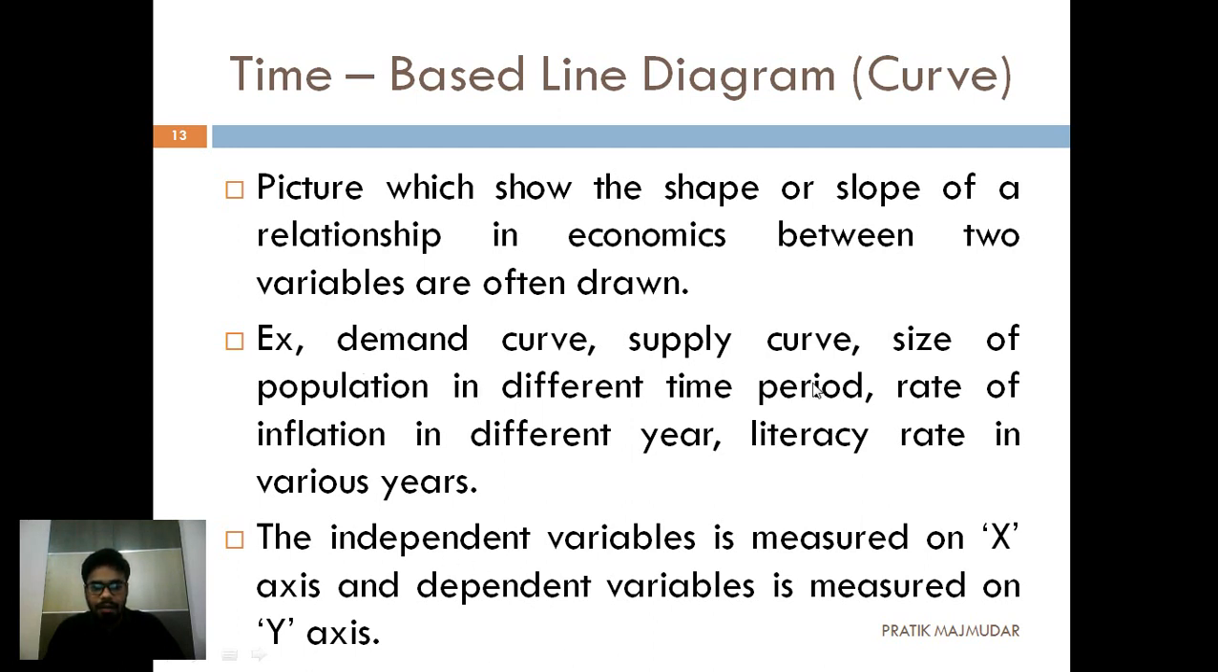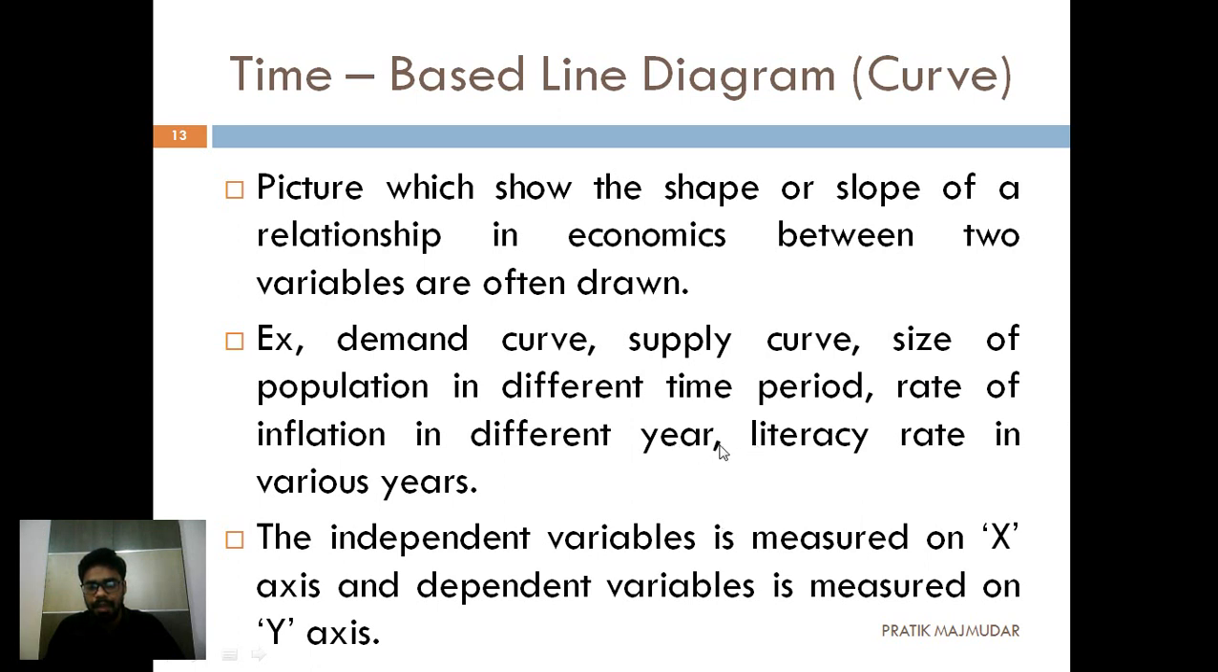There are a few different types of examples written over here. One that is demand curve. When you are preparing any kind of demand curve, you have to follow this method, time based line diagram. Supply curve, then size of population in different time periods. That means in the year 1971, for example, if there is a population of 21 crore, then in 1981 the population has changed, so that is considered in this one, that is time based line diagram. Even the literacy rates in various years are going to be considered over here.